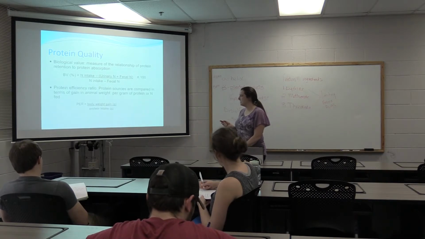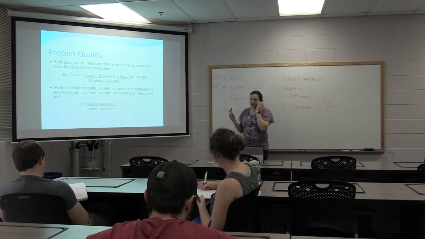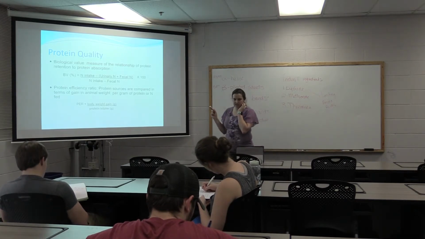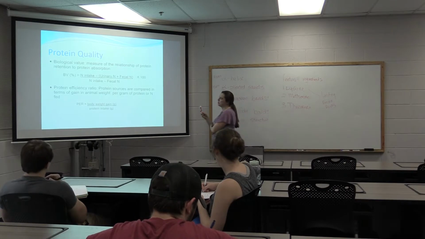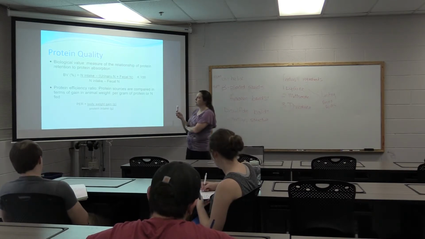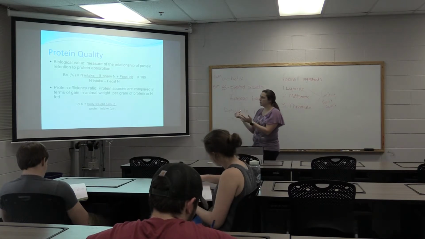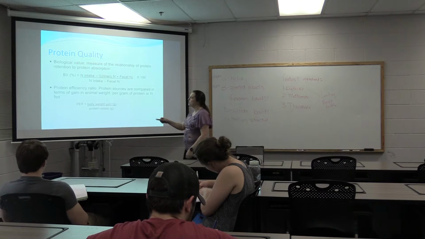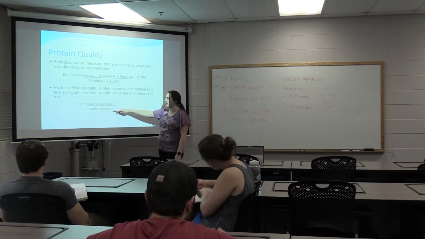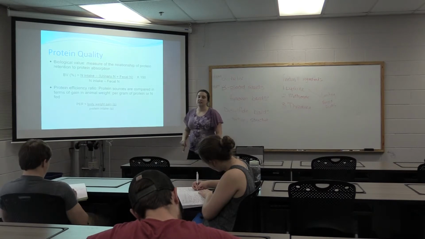Another method is the protein efficiency ratio. And this is not a good method, I'll start by saying that, because it makes a lot of assumptions. So with the protein efficiency ratio, you compare protein sources based off of how much weight the animal has gained. So you look at body weight gain divided by the amount of protein that they had consumed.